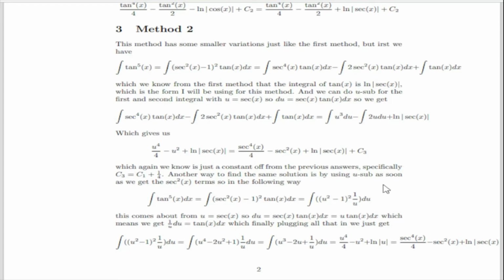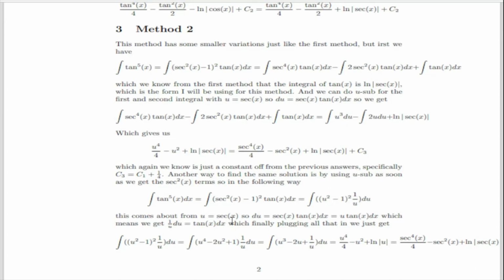Another way to find the same solution is by using u sub as soon as we get the secant squared x term. So in the following way, tan to the fifth of x dx equals secant squared of x minus 1, all squared, times tan of x dx. But then we can do u sub right then and there, and we get u squared minus 1, all squared, all times 1 over u times du.